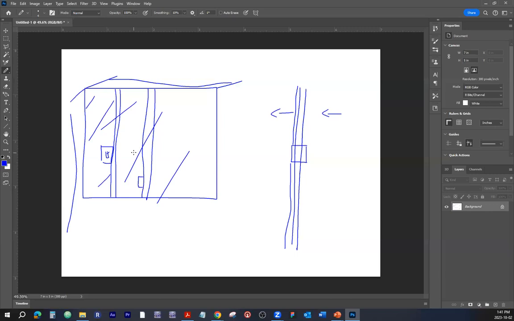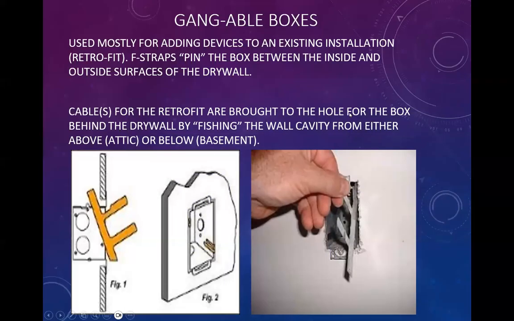However, after the drywall is put in, if you're doing a retrofit job or somebody called you to add boxes because they want to have something somewhere, you're going to be required to put a box between the studs. So the box is going to rest on the drywall. You fish the wires, let's say from the basement, through that and just pull it up to here and pull it through. But you still need to mount the box. What do you do? You use something like the F-clips.